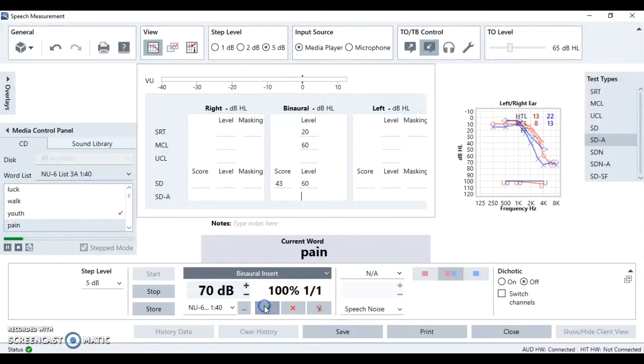And hearing is not just about hearing tones. This is the least important thing. We're not just trying to get you to hear tones better. We want you to understand speech better.